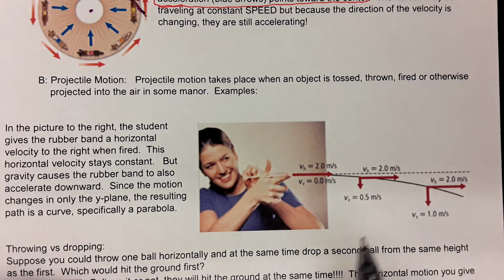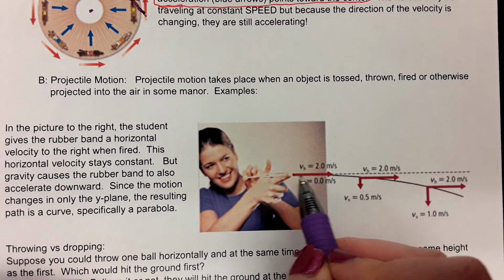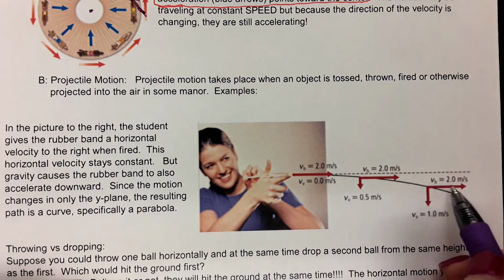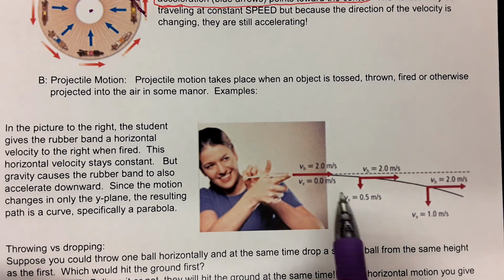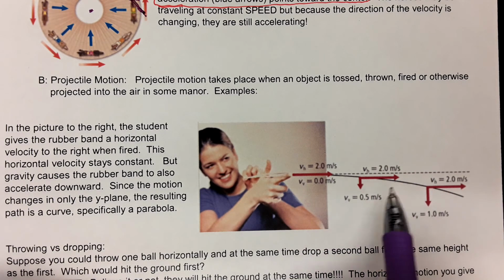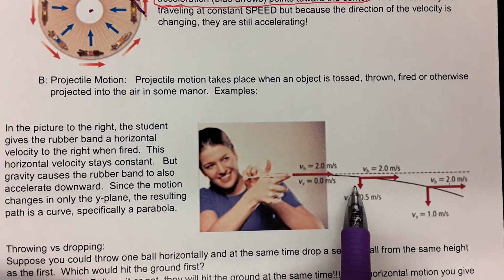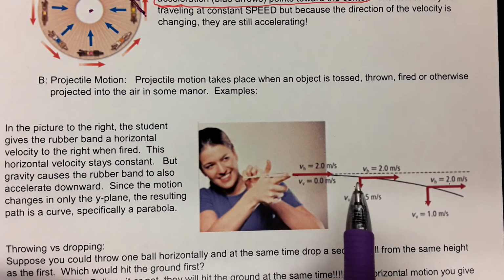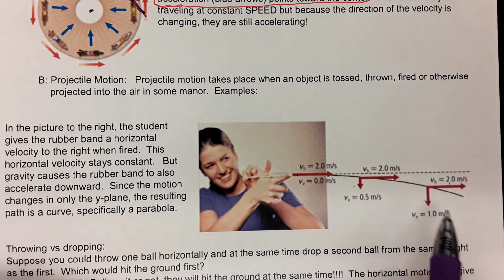Here's the cool thing. Once it leaves her hand, the horizontal motion stays constant. Look here. This arrow doesn't change. It stays constant. That's because gravity is vertical, not horizontal. It can't affect horizontal motion. And therefore, it's independent of that motion. It doesn't affect it. The horizontal motion stays constant. Gravity only affects vertical motion. So it starts with no vertical velocity. Gravity makes that velocity get bigger and bigger.